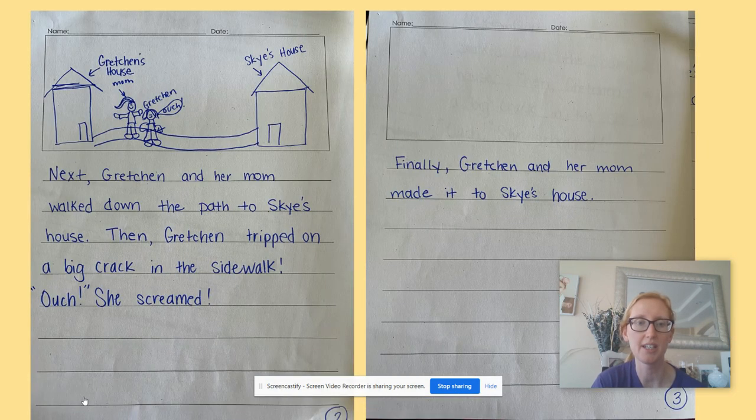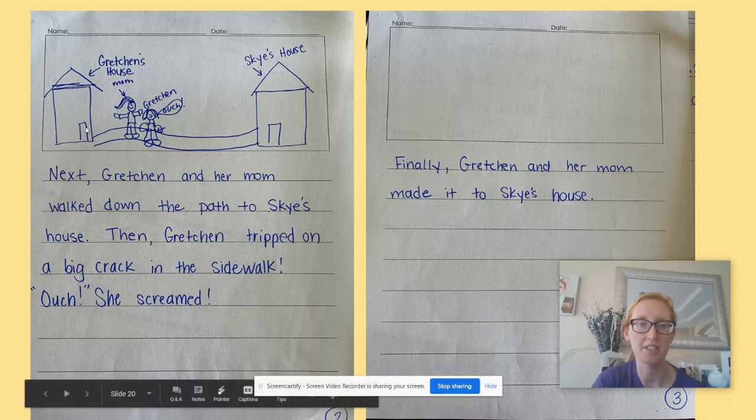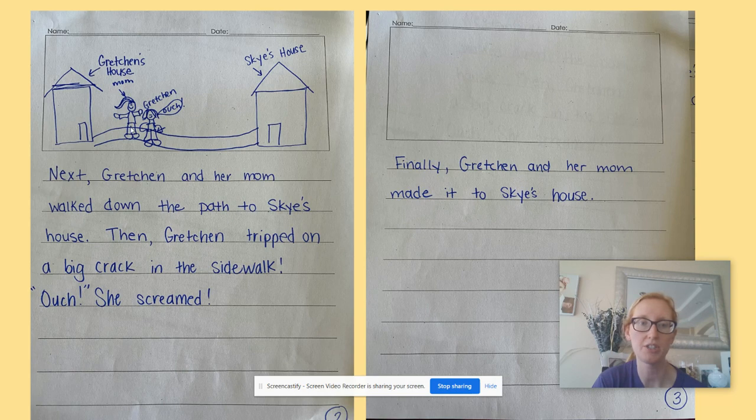All right, so here's what I did. I drew a picture of Gretchen's house, right? And then I drew Sky's house. And then I included Mom and Gretchen walking to Sky's house. But I decided that my problem would be Gretchen falling and getting hurt. Okay, so I'm telling my story step by step. Here we go. I said, next, Gretchen and her mom walked down the path to Sky's house. Then Gretchen tripped on a big crack in the sidewalk. Ouch, she screamed.